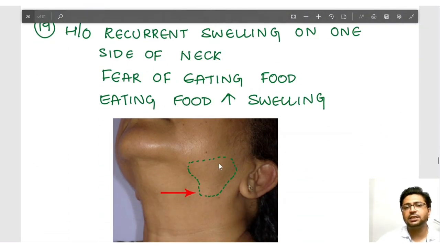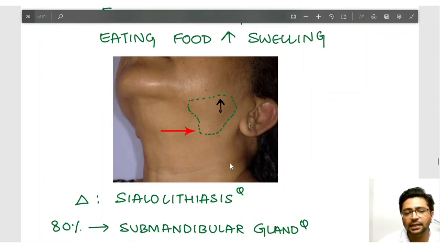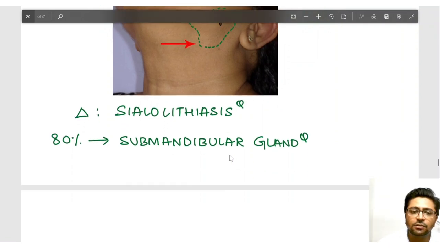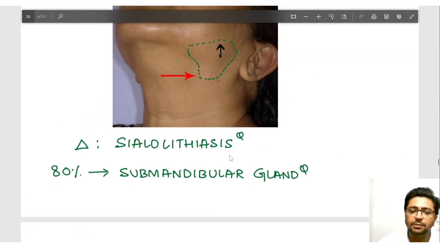The next question which I was asked: if there is a history of recurrent swelling on one side of the neck, and the patient has fear of eating food, and eating food will increase the swelling size. So the swelling size will increase after having food. So what is the likely diagnosis? It is going to be seen in sialolithiasis. 80% is seen in the submandibular gland.